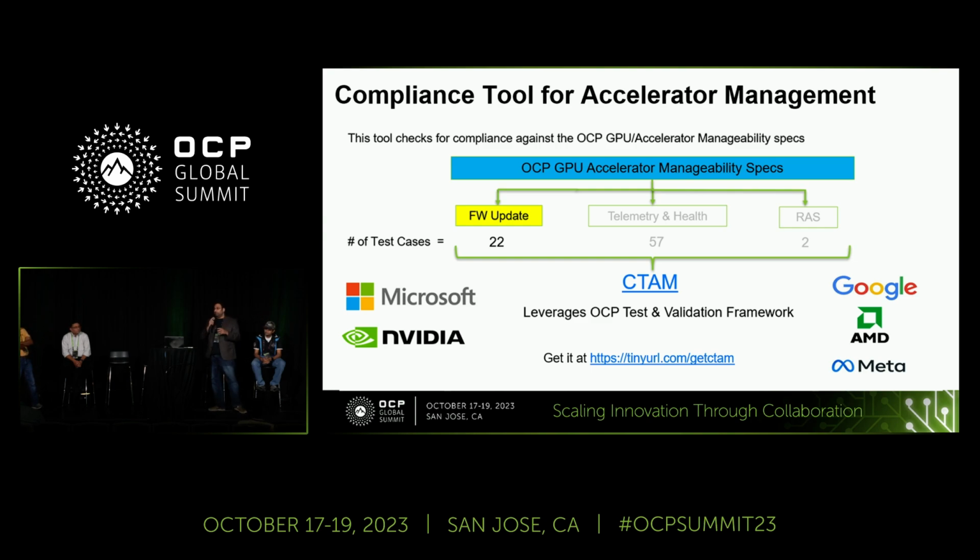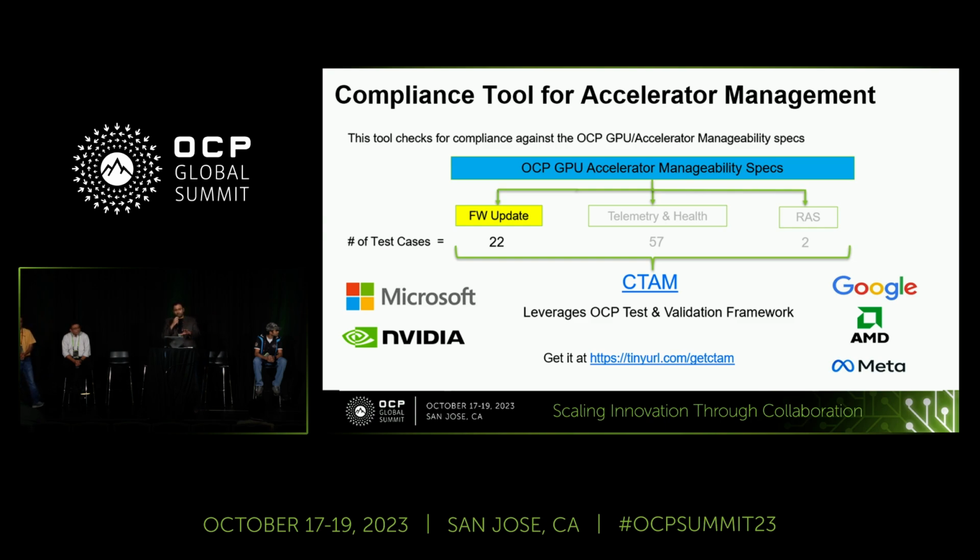So with that in mind, one of the early steps that we took was the creation of something we call the compliance tool for accelerator management, right? Which we call CTAM. We decided to base this on the OCP DIAG effort, which is a very well-known standard and a specification that the test and validation subgroup, a special subgroup within OCP, has, right? And as a part of this, what we did was we took the spec and we created validation, or rather compliance tests, to the specs, right?